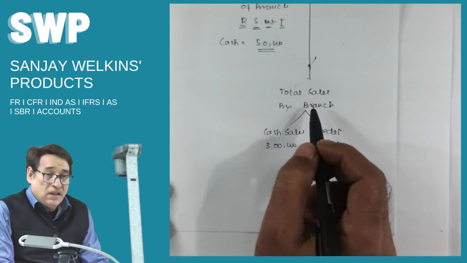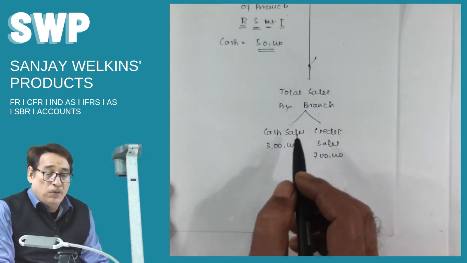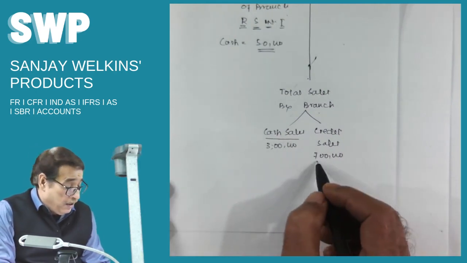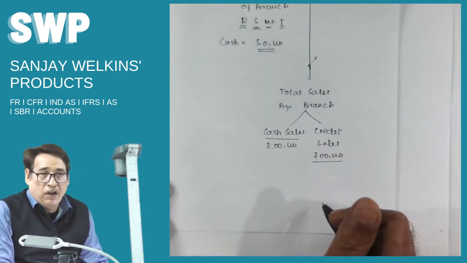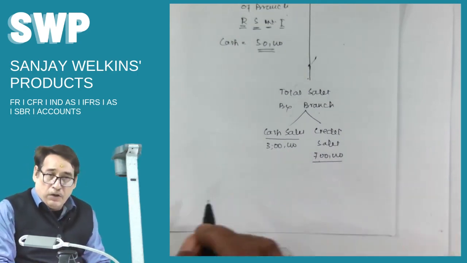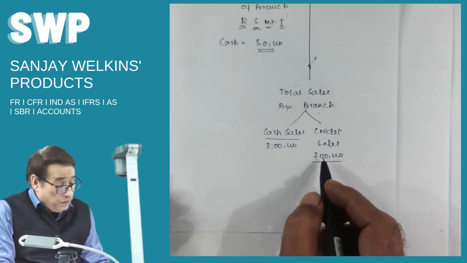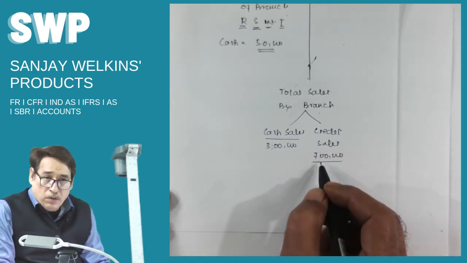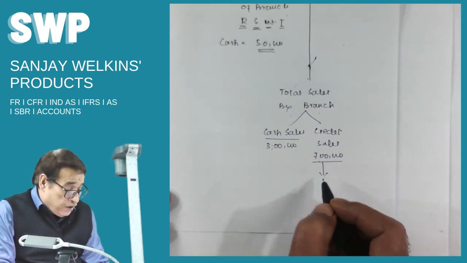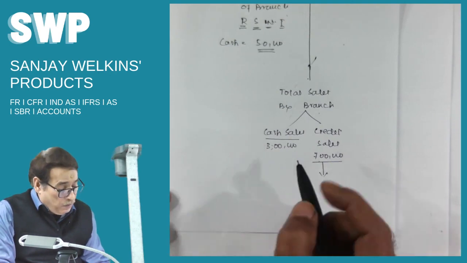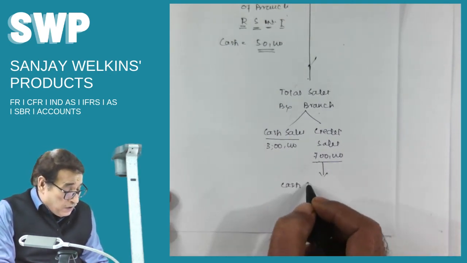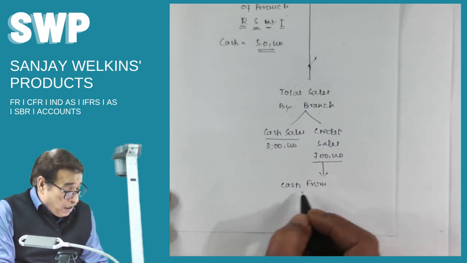Total sales done by branch to the tune of almost 10 lakhs, out of which cash sales amounted to 3 lakh and credit sales amounted to 7 lakh. Credit sales means these are our debtors of branch, correct? So branch sold goods on credit worth rupees 7 lakh, and by the end of this accounting year, pay attention, we were able to receive cash from debtors.